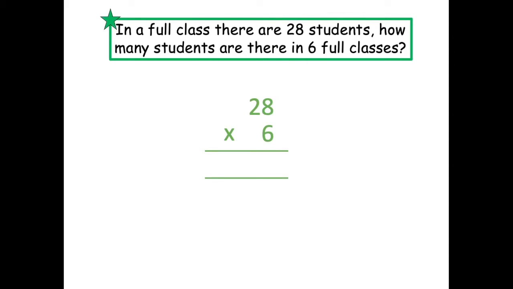So now for the column method we need to do 6 times 8, which gives us 48. We're going to put the 8 down and carry the 4 across. Then we do 6 times 2, which gives us 12, but we need to add the 4 at the top, which gives us 16. So the final answer should be 168.